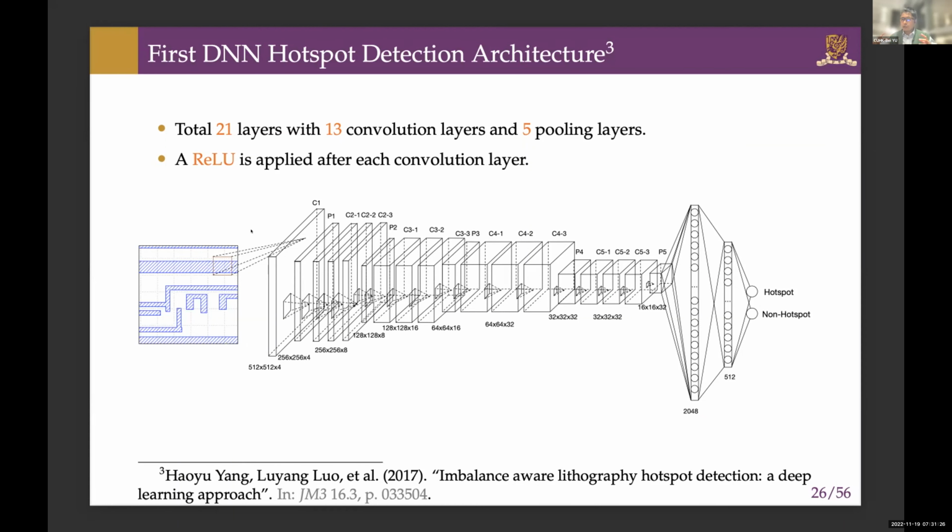We have a neural network that can read the layout directly, and we can go through some convolution layers, pooling layers, and so forth. And finally, we can do either classification or regression. Using this end-to-end manner, we can actually learn some pretty good features, much better than previous manually designed features.